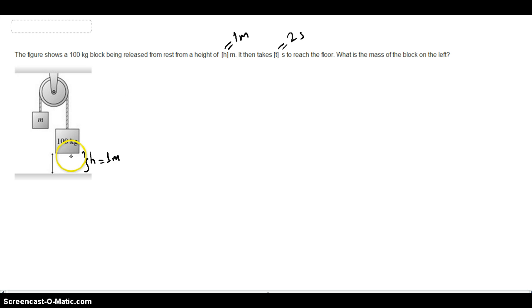Alright, since the system starts from rest and goes a distance of h, 1 meter, in 2 seconds, it's obvious that this system is accelerating with a constant acceleration, because all the forces acting on the two blocks are not changing. The only forces acting on these two blocks are the tension in the string and their weights. So since during the motion the tension does not change and also the weights of the masses do not change, the forces are constant during the motion.